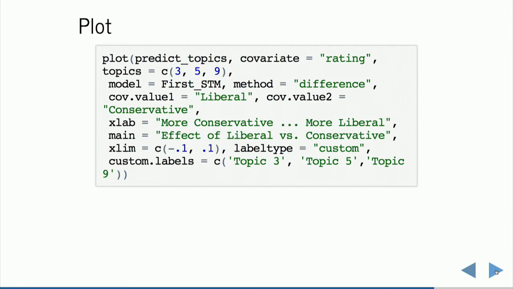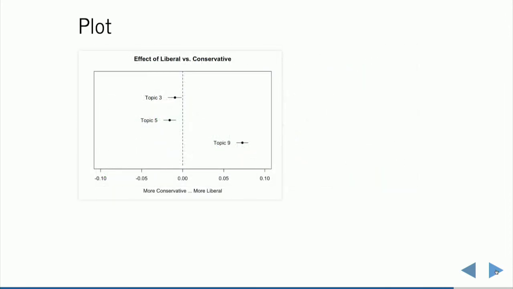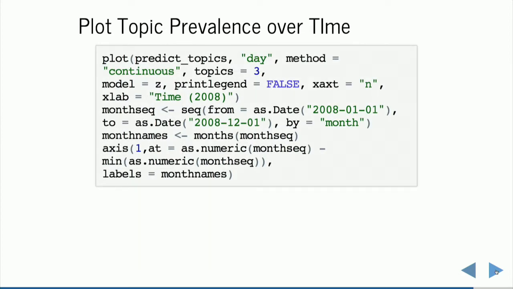Here's a plot that shows 3 topics: topic 3, topic 5, and topic 9. And here we have this liberal conservative scale that was created by a coder of these original blog posts. We can look at which topics are more likely to appear on conservative blogs versus liberal blogs, for example, here. Yeah?